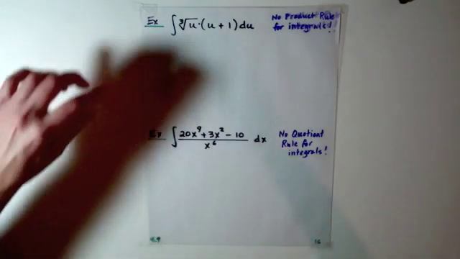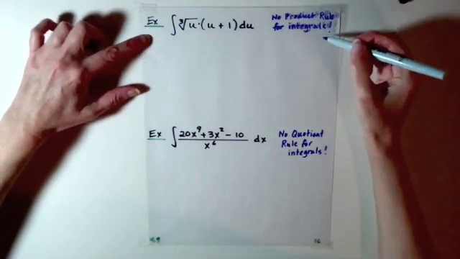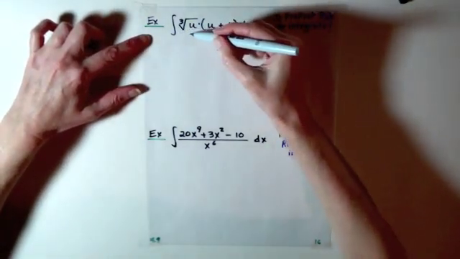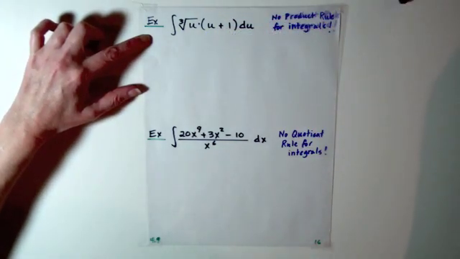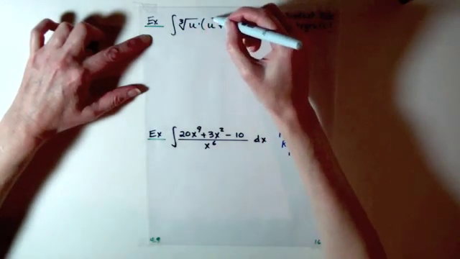Okay, well, let's look at this first example. We said there's no product rule for integrals. I'm not allowed to just integrate cube root of x, integrate u plus 1, and multiply the answers together. It will not give me the correct answer. However, I could distribute this out.